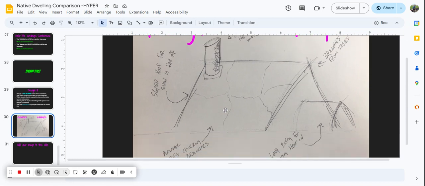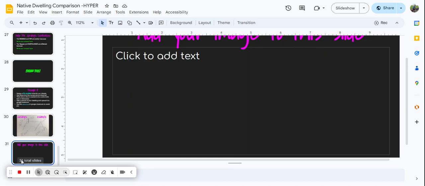So here's my example of the dwelling that I've chosen. And on the last slide is where you put that dwelling.